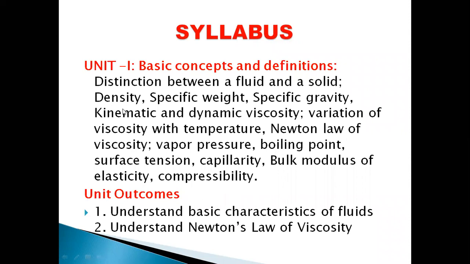Then you have something called surface tension, capillarity, bulk modulus of elasticity, compressibility. So the first unit deals entirely with the properties of fluids, starting from density, that is mass by volume. For a given mass, how much volume it will occupy is called the mass density of a fluid. Like that, you have different properties. And viscosity is one example.